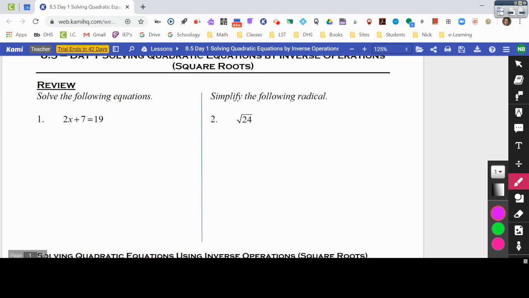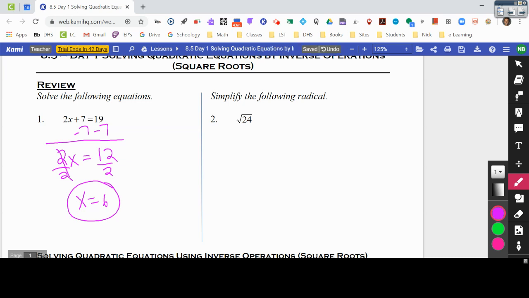All right, so let's see how we did here. Both of these are a review of what we've done this year, with number 1 being something we did a while ago. That's just your basic solving a two-step equation. So first we want to subtract 7 from both sides. And then we get 2x is equal to 19 minus 7, which gives us 12. Then we divide by 2, we divide by 2, and we get x is equal to 6. So that's my solution for number 1.